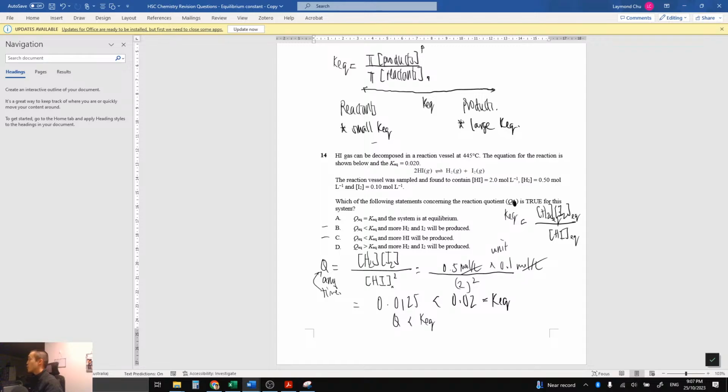Now, which way will our equilibrium shift? Okay, we can draw our same spectrum again. Reactants, products. Now our Q is less than KEQ, so our Q is sitting somewhere around here, all right? And we want to get to our KEQ. So which direction do we have to point in order to get to our KEQ? We have to point this way, all right? So what does that mean? We want to end up producing more H2 and I2. So the answer is B, okay?